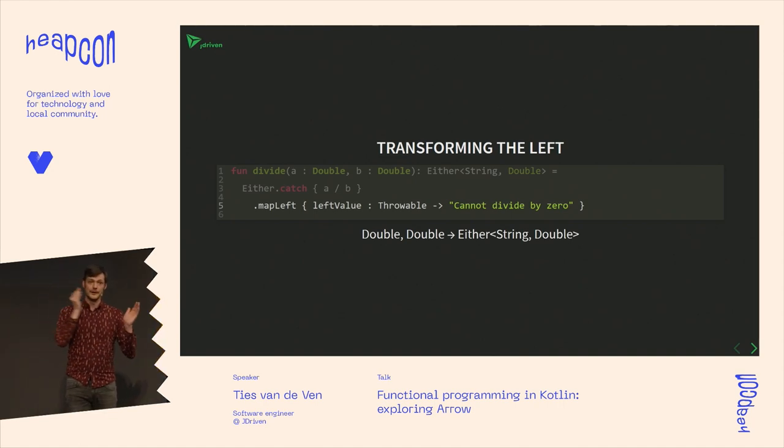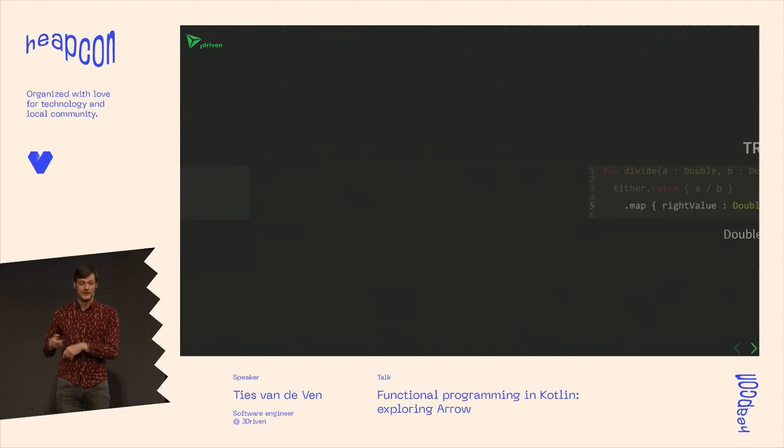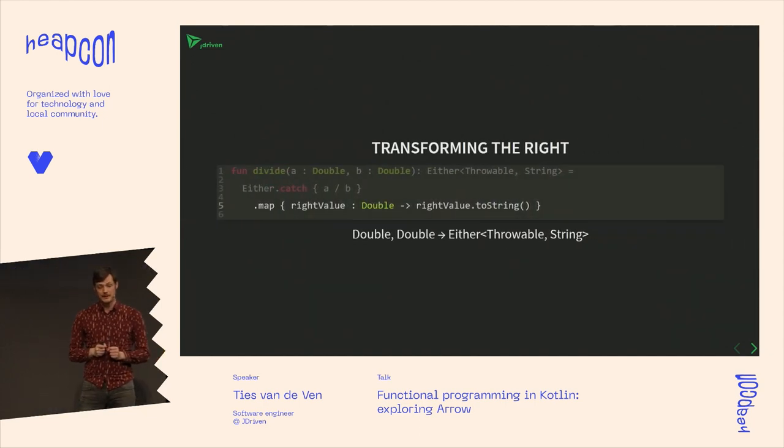Likewise, if you can transform the left value, we can also transform the right value using map. Again, same as with the left, but this function only gets executed if it was an instance of right. So if it was an instance of left, this doesn't get executed. So now we know how to create eithers.